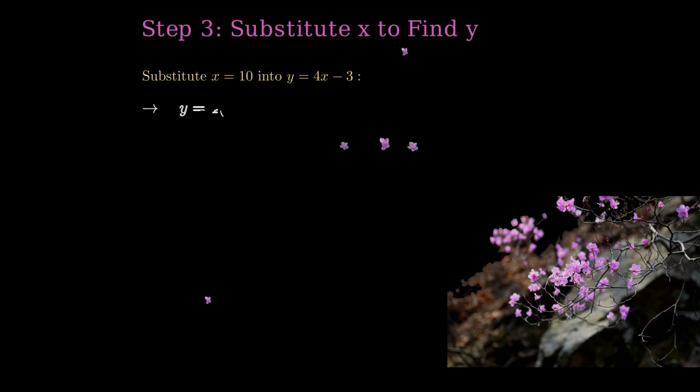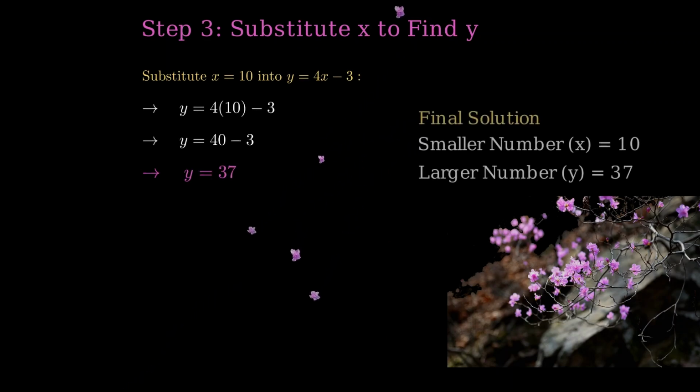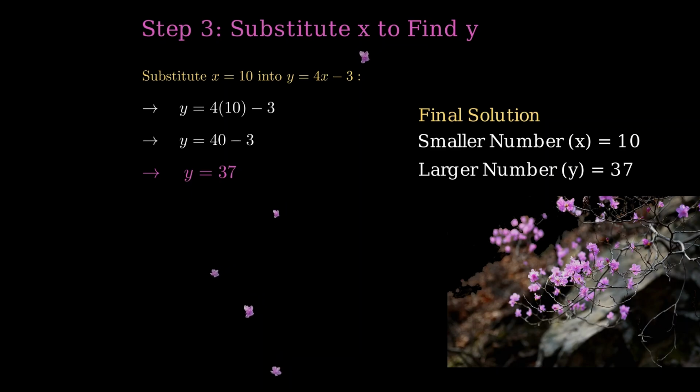Step 3. Now substitute x = 10 back into our second equation to find y. y = 4 times 10 - 3. 4 times 10 is 40, and minus 3 gives 37. Therefore, the smaller number is 10, and the larger number is 37. We have successfully checked and solved this substitution problem.